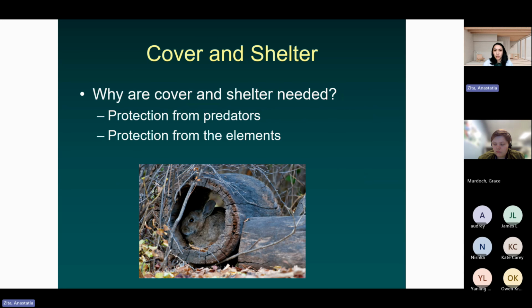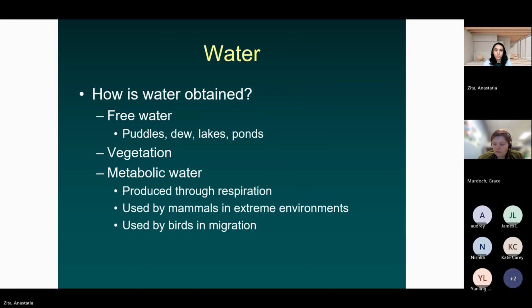Cover and shelter is a pretty critical part of the habitat. This is pretty self-explanatory. This provides animals with protection from predators and from the elements and the weather. Water. So water is also very important. It can be obtained via free water, which is just bodies of water, like puddles and ponds and lakes and stuff like that. It could be obtained from vegetation that animals eat or through metabolic water.